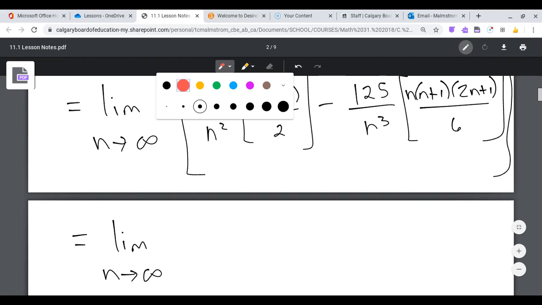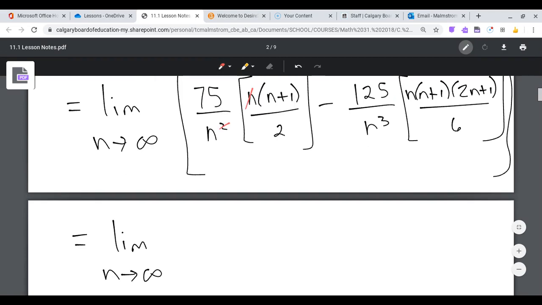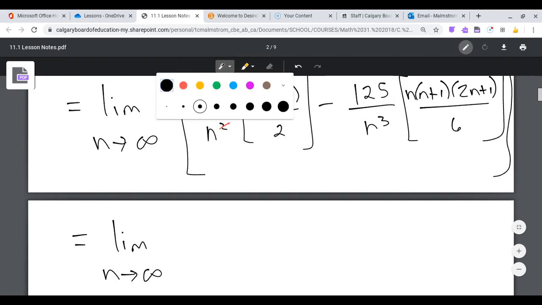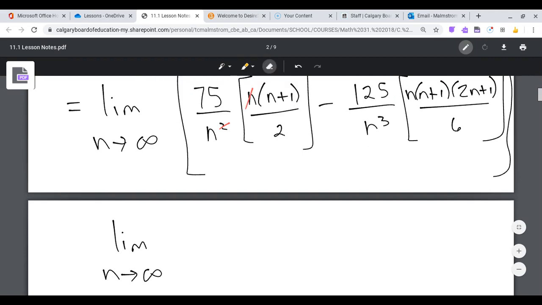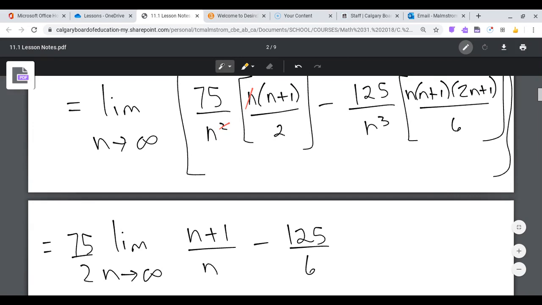Okay, so from here, the limit as n goes to infinity of, I'm going to just see what I can cancel a little bit. I can kick this and this out. I have a 75 on 2. I'm going to actually put that in the front. So let's give myself a little more room here of the limit. And then I'm left with n plus 1 on n minus 125 on 6 limit as n goes to infinity.